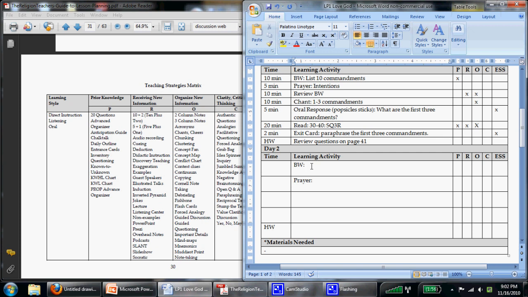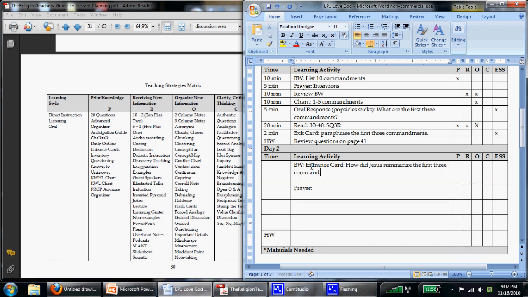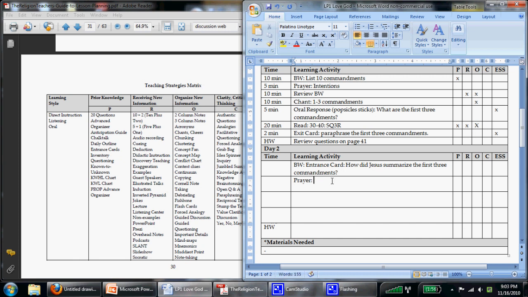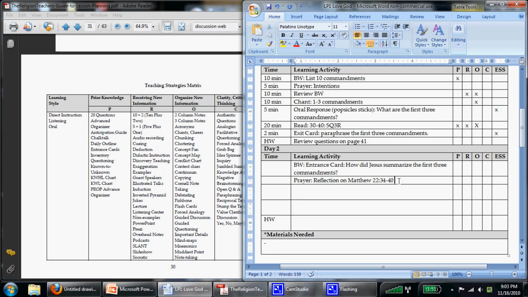And we're going to have them first entrance card. And this is from the reading. How did Jesus summarize the first 3 commandments? And for the prayer, we might have a reflection on Matthew 22, verses 34 through 40, which talks about when Jesus answers that question about what is the greatest commandment.